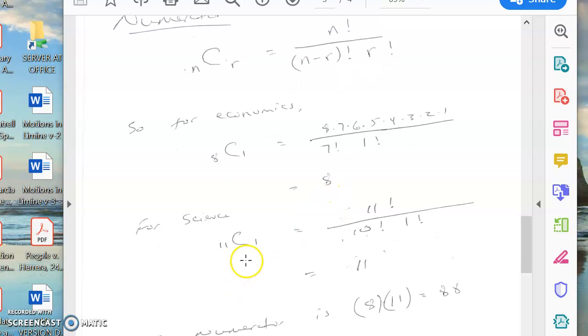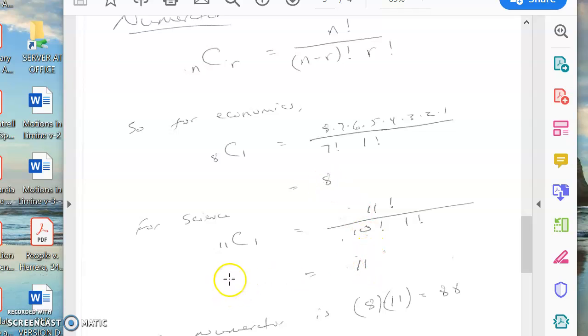For science, similar remarks apply. There's 11 topics. I pick one of them. So on the top, it's 11 factorial. On the bottom, it's 11 subtract 1. That's the 10 factorial times 1 factorial. Things cancel. Boom. Now you may notice a pattern here. 8 choose 1, 11 choose 1. It just gives me the 8, and it just gives me the 11.